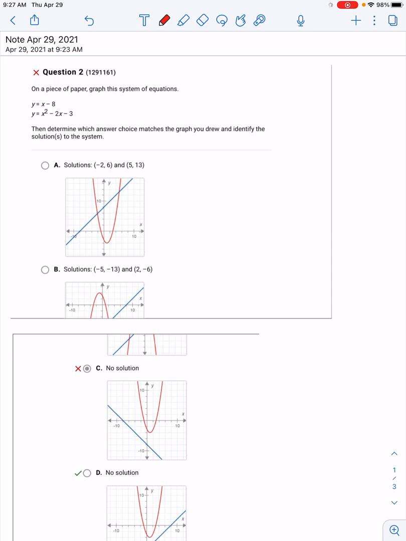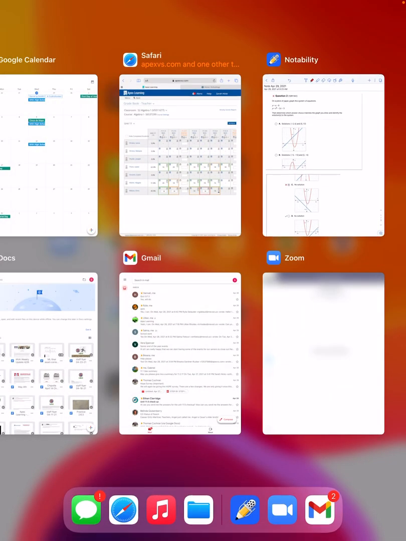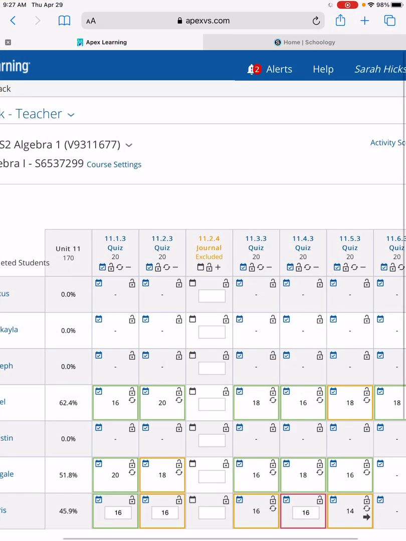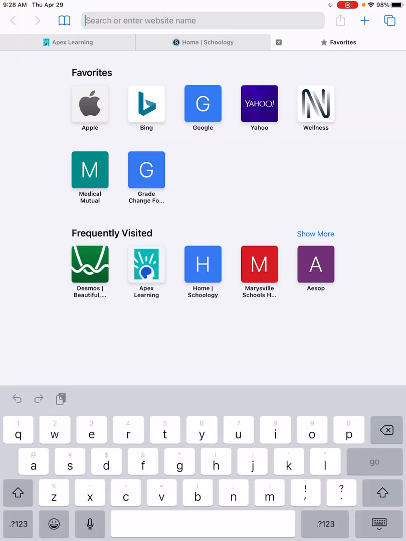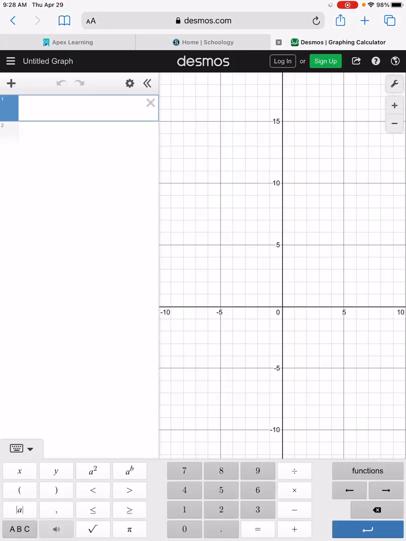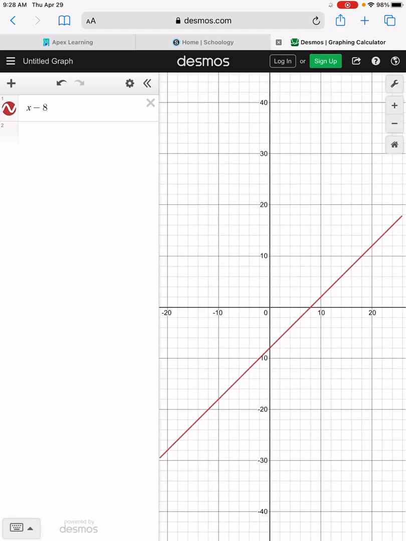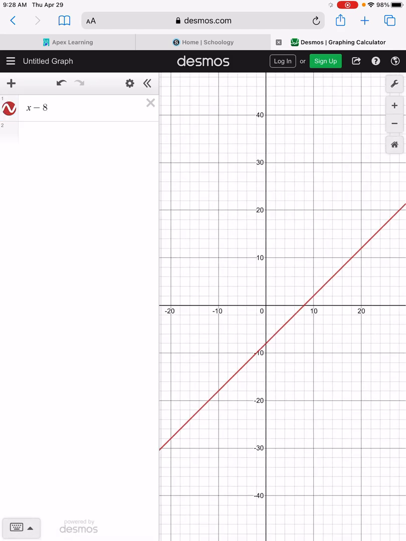So when I talked to you the other day, I kind of explained, rather than doing this by hand, if we're going to graph, let's just use Desmos or your graphing calculator. So I'm going to use Desmos since you can see that on my screen. So our first equation is y equals x minus 8. In Desmos, I'm going to say x minus 8 is my first equation. Okay, so you can see it's a red line.